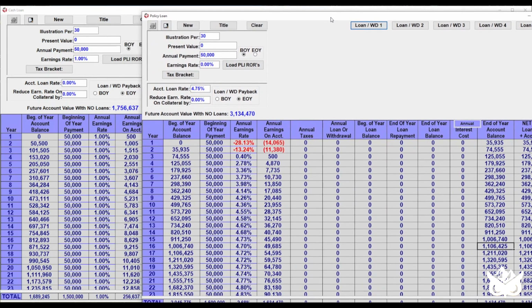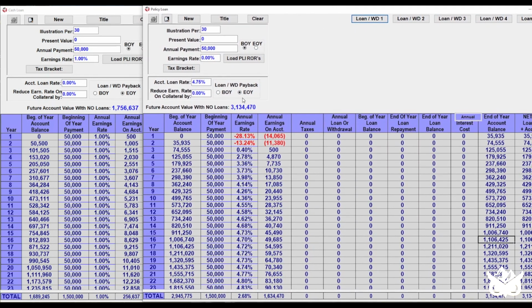Let me compare this. Again, we're not doing any loans yet. $3.1 million. Now, this number could vary a little bit depending on your age and health and some other conditions, but it's going to be somewhere in that neck of the woods for this example that I used. From that standpoint, you're about $1.3, $1.4 million larger just by having it in the properly structured policy.